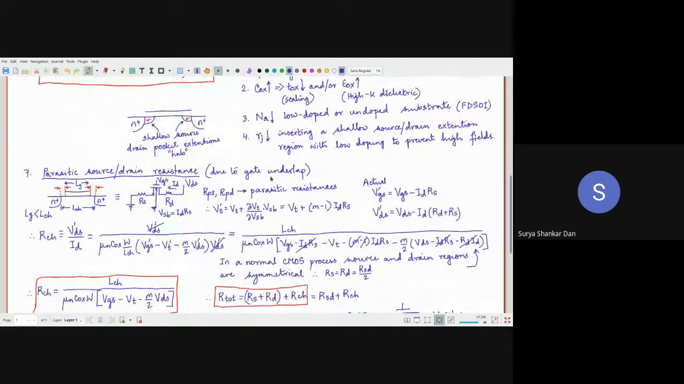Now we will come to the parasitics. You have learned about parasitic resistances in your VLSI design. Parasitic resistances and parasitic capacitances. What is the origin of this parasitic resistance and parasitic capacitance?